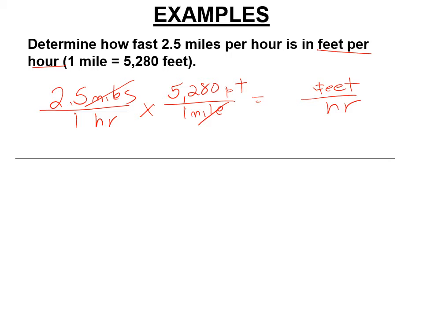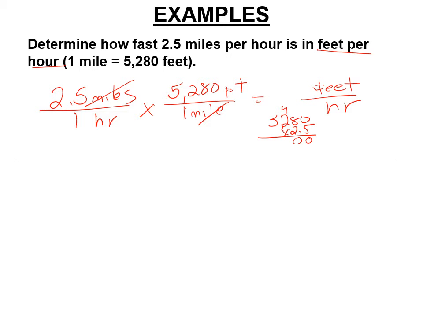So if you're going 2.5 miles per hour, which is walking speed, how many feet do you go in an hour? Well, it's 5,280 times 2.5. We've got to do a little decimal multiplying. So 5 times 0 is 0. 5 times 8 is 40.